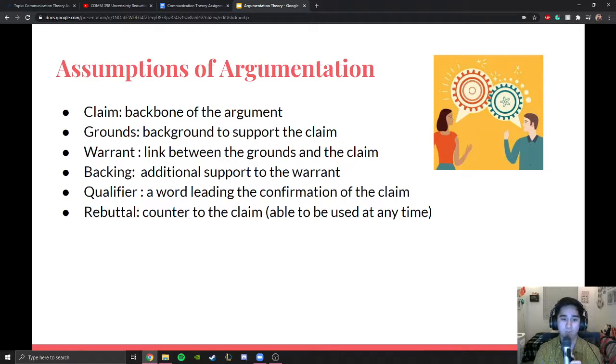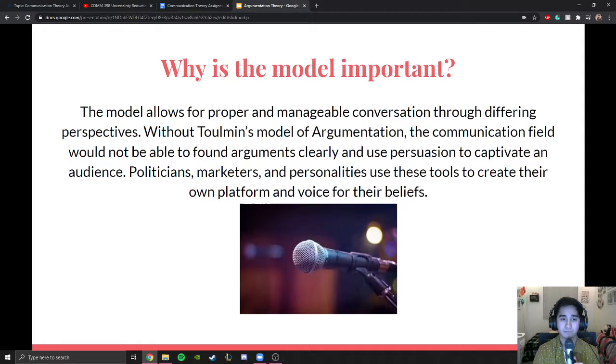The qualifier is a word leading to the confirmation of the claim. That would be sometimes, usually, probably. It's essentially making sure that the claim is somewhat justified. And the rebuttal is the counter to the claim. Now, this is used to debunk or essentially make sure that the claim is unjustified in its nature. Usually, this is linked with something like unless or otherwise.